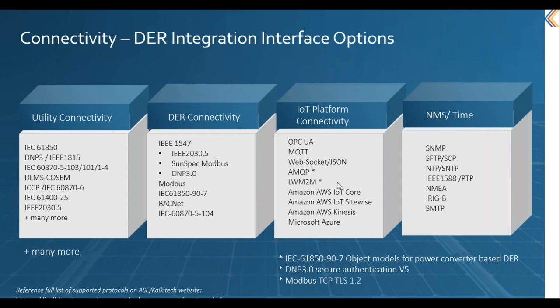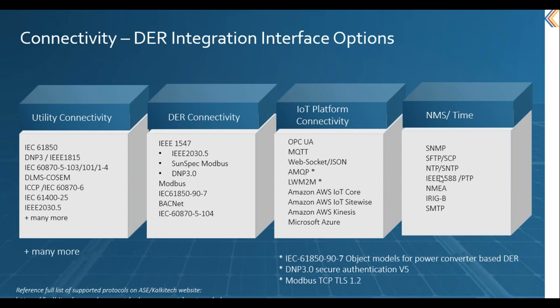And from the gateway or the aggregator, you can also give data to other IoT platforms like Amazon AWS or Microsoft Azure. There are a few services provided by Turkey.io to connect with AWS IoT Core, AWS IoT SiteWise, AWS Kinesis as well. And to Azure, you can also integrate with the Azure IoT Hub and create a device twin service in the IoT Hub. And for the other industrial IoT platforms, data can be exposed on OPC UA standard or MQTT, WebSocket, AMQP or lightweight M2M protocols.